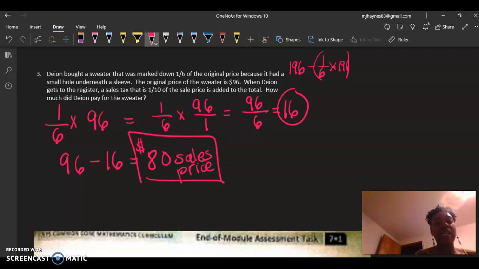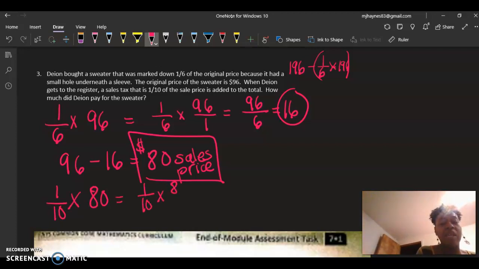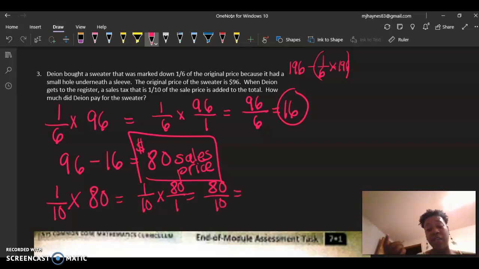Now, it says when Dion gets to the register, a 1/10 sales tax is added. So I got to find 1/10 of the sales price. So I'm going to do 1/10 of 80. 1/10 times 80 over 1, which gives me 80 over 10. Or you could have just divided it by 10, and you get 8. So 8 is the sales tax.